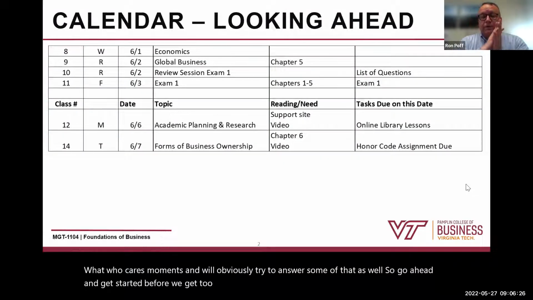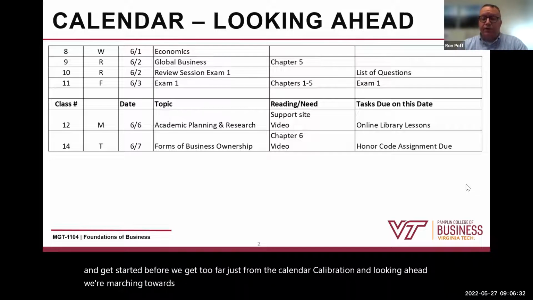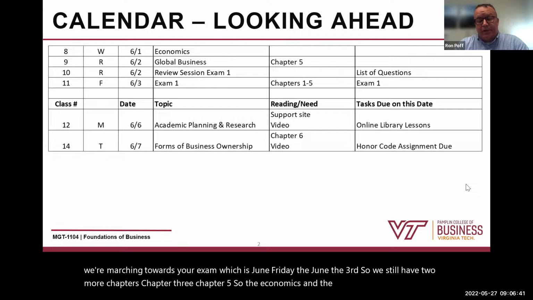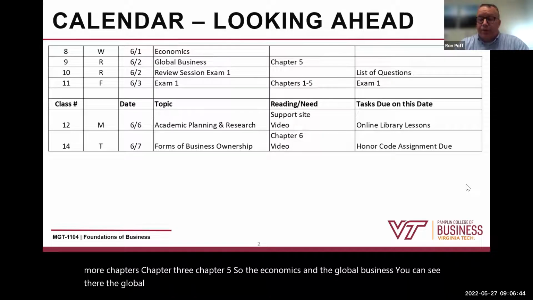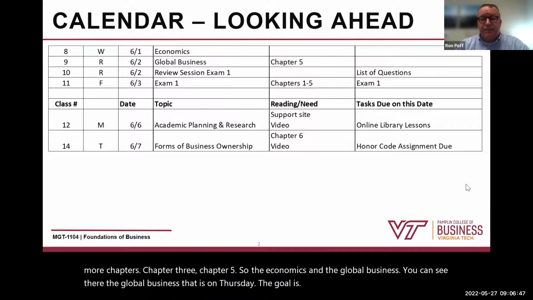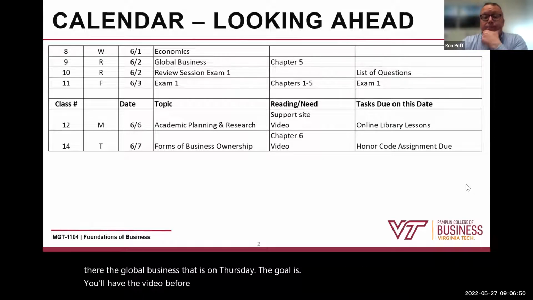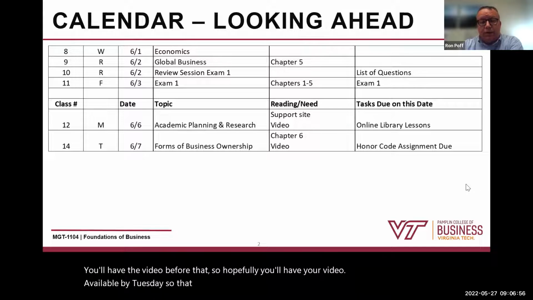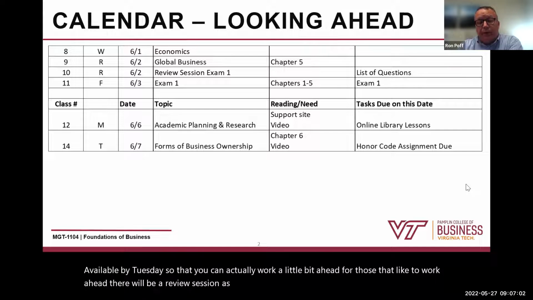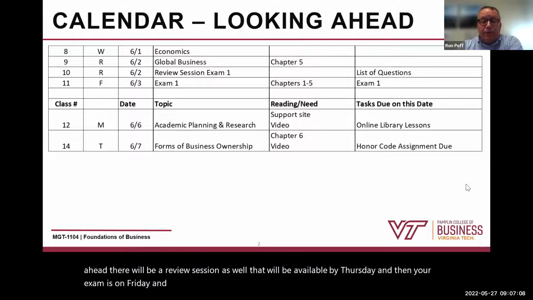Before we get too far, just from the calendar calibration and looking ahead, we're marching towards your exam, which is Friday, June the 3rd. So we still have two more chapters, Chapter 3, Chapter 5. So the economics and the global business. You can see there the global business, that is on Thursday. The goal is you'll have the video before that. So hopefully you'll have your video available by Tuesday, so that you can work a little bit ahead for those that like to work ahead. There'll be a review session as well that will be available by Thursday, and then your exam is on Friday, and that's chapters 1 through 5.